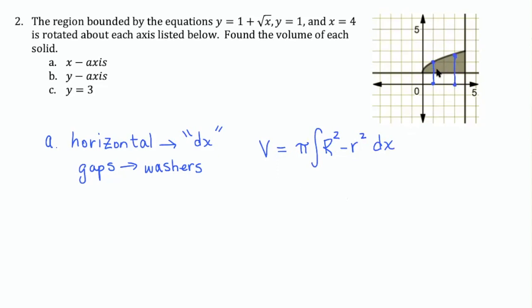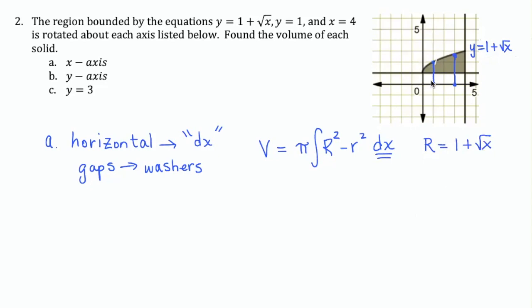And I observe that it is in fact changing its value. It's shorter here and longer here. What's controlling where it stops is this function, which is y equals 1 plus square root of x. Do I want to just take 1 plus square root of x and put it in for capital R? Absolutely, because I want a dx integral. So I can take that value as is.